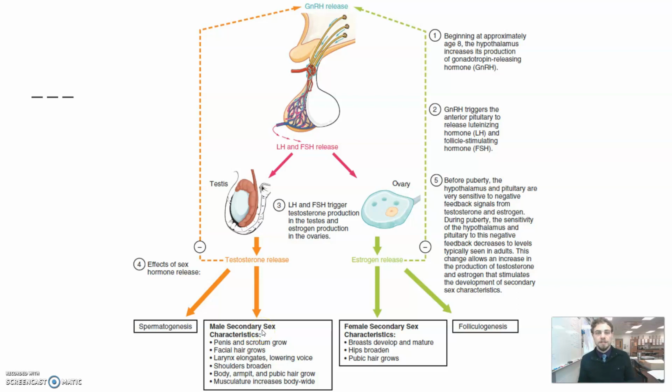Secondary sex characteristics, in just broad terms, are the development that we see at the time of puberty. For the male, it's going to be the growth of the penis and the scrotum, facial hair, and the larynx is going to loosen and elongate, which is going to deepen the pitch of the voice. Shoulders are going to broaden. You get other hair, as well as the muscular system is going to greatly increase. On the female side, estrogen release also will inhibit GnRH release. It's going to lead to folliculogenesis, as well as the development of the breasts, the hips, as well as pubic hair.